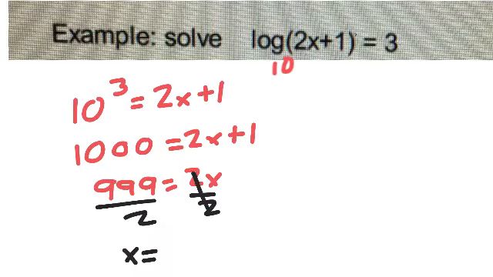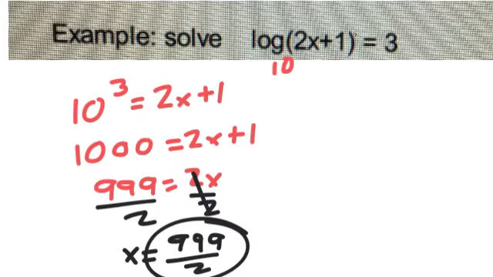So it tells me x is 999 over 2. Which again, if I plug that back in, it's not going to make this negative. So it works as an answer.